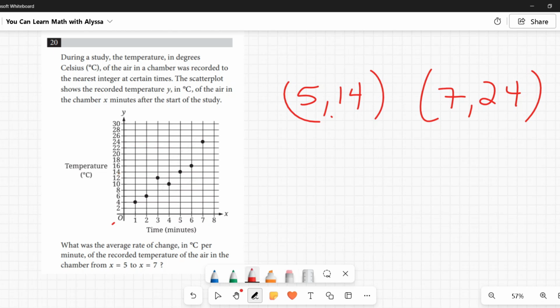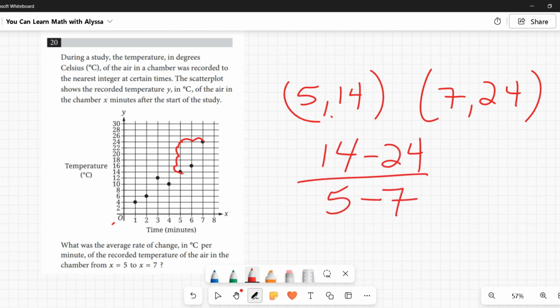So you can do it any way you want. You can actually count up here and do rise over run if you want to. That's totally fine. You can also do change in Y over change in X: 14 minus 24 over 5 minus 7. Just make sure you're going in the same direction each time. You can pick either pair to start with. You could have also gone 24 minus 14 over 7 minus 5.